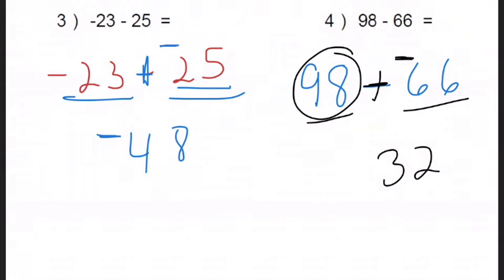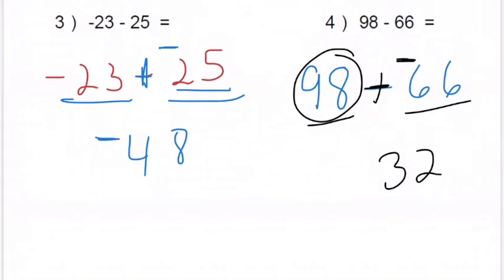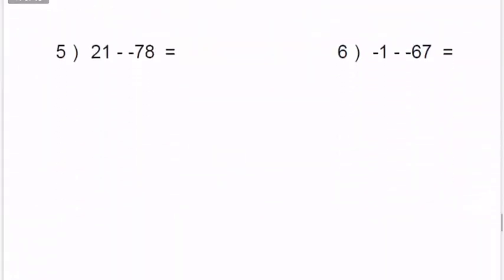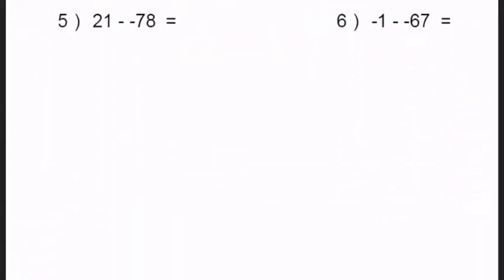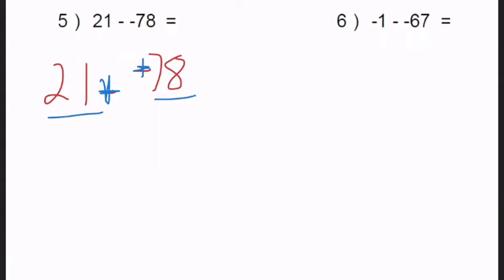Okay, let's move on. All right, so number 5 and number 6, you guys try, and then I'll show you how to do it. So pause it. Okay, so we have 21 minus a negative 78. Change the minus to plus, change the sign of the next number, so I make it positive. So we have 21 plus 78, that's 99.